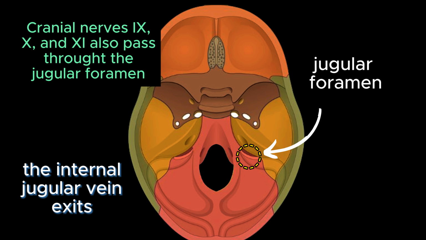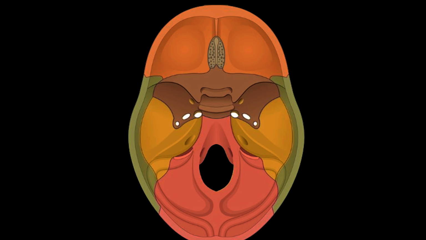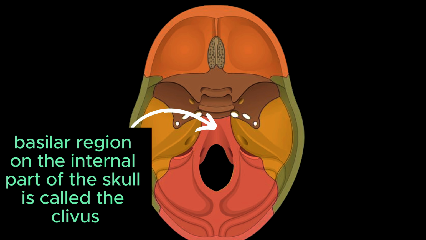The jugular foramen lies lateral to the hypoglossal canal. It is located at the junction of the occipital bone and the petrous portion of the temporal bone. This is where the internal jugular vein exits from. The basilar region of the occipital bone forms the anterior part of the foramen magnum. It articulates with the temporal and sphenoid bones. The internal surface is marked by a broad, shallow groove called the clivus, which supports the medulla oblongata.